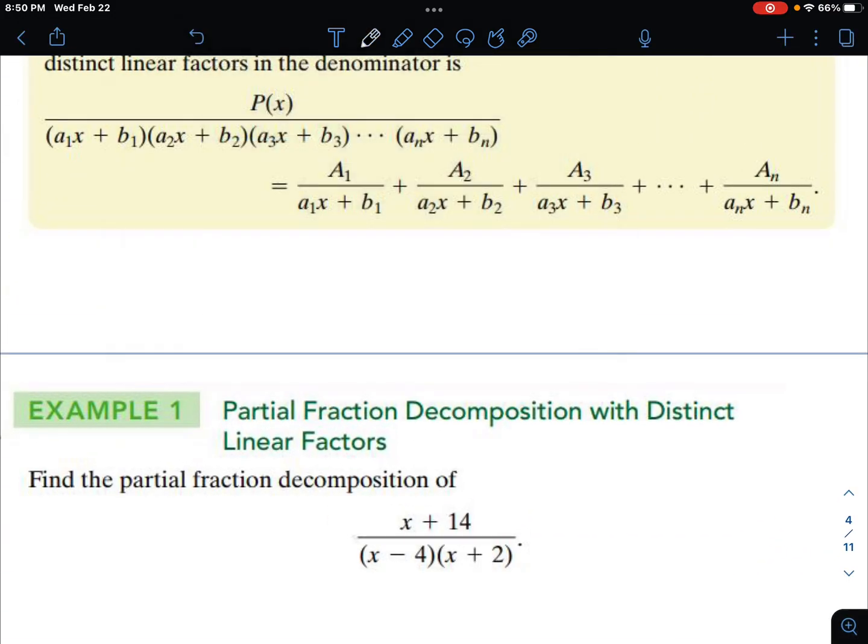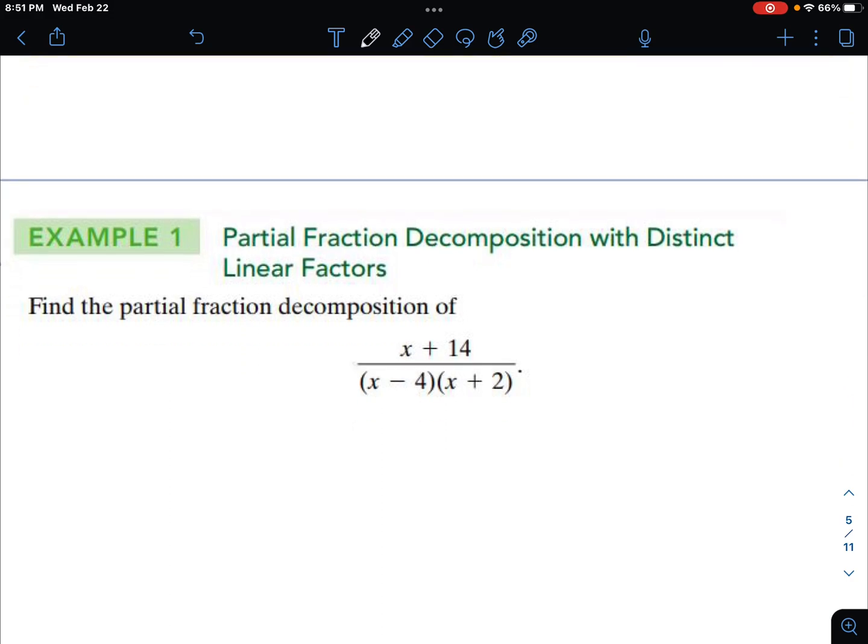First off, you guys are going to set up the partial fraction decomposition. Step number 1. We're going to set up the partial fraction decomposition.